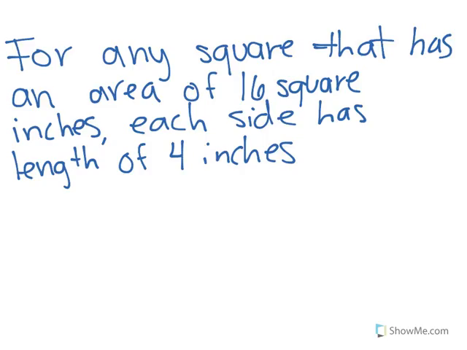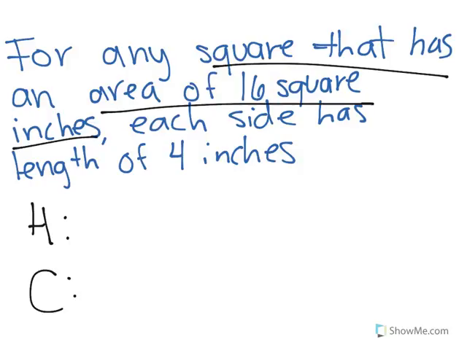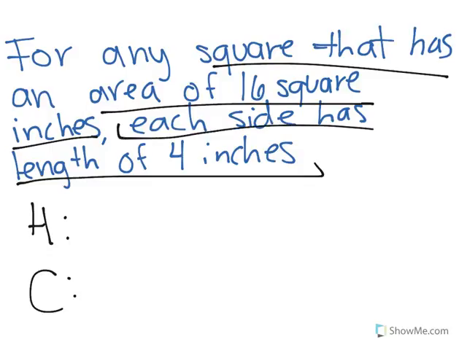Now let's look at another statement: for any square that has an area of 16 square inches, each side has a length of 4 inches. So here, what do you think could be the hypothesis? Let's look at the two possible answers. We could either have: for any square that has an area of 16 square inches, so the square with an area of 16, and the other possibility is each side has a length of 4.